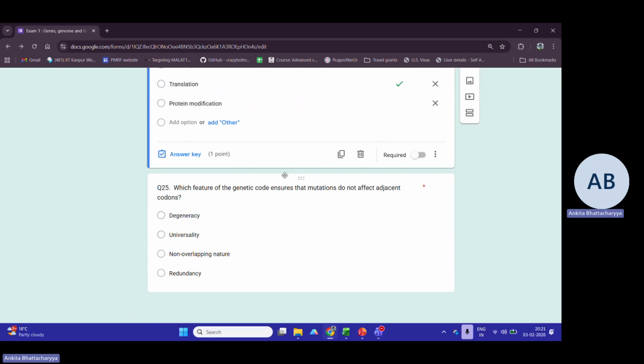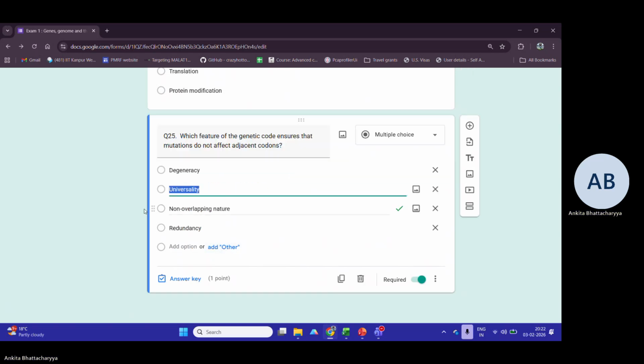Which feature of the genetic code ensures that mutations do not affect adjacent codons? So the non-overlapping nature of the genetic code ensures that if there is a mutation in one codon, that does not affect the adjacent one. The triplet nature is maintained such that every time the ribosome scans through, it is only taking one triplet codon into consideration and then moving past to the next.